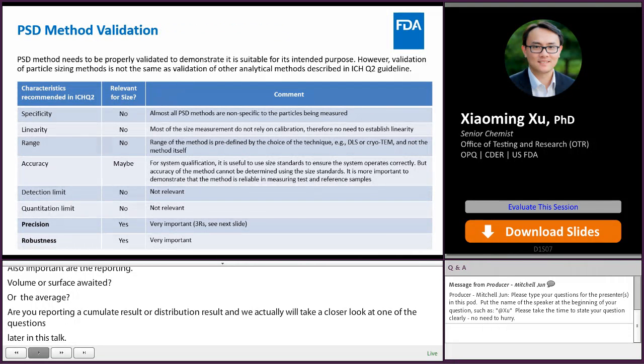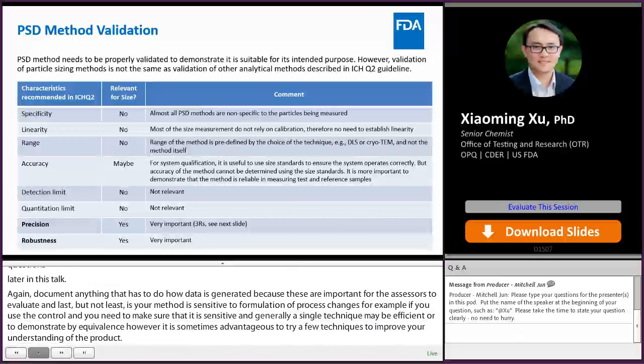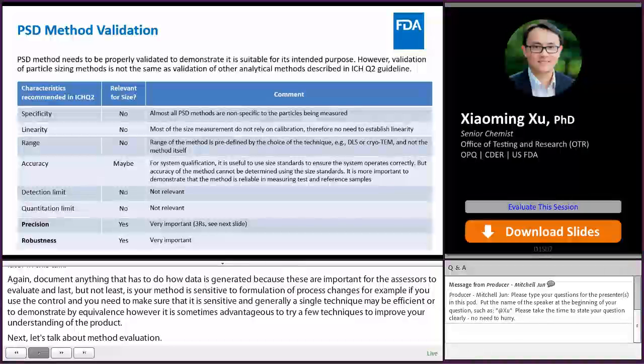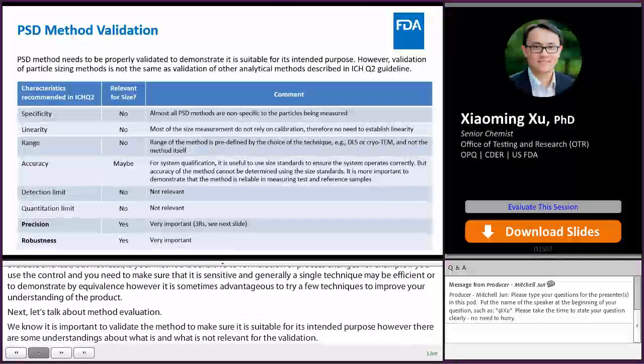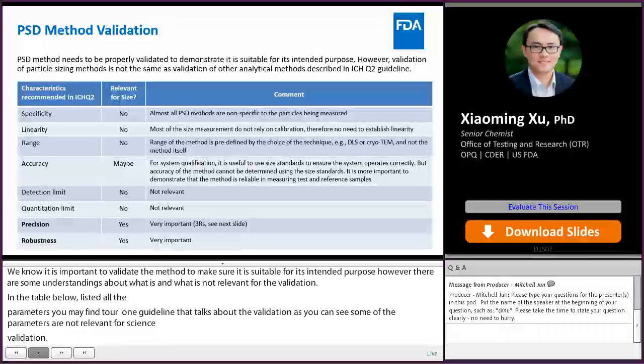Next, let's talk about method validation. We know it is important to validate the method to make sure it is suitable for its intended purpose. However, there are some misunderstandings about what is and what is not relevant for particle size validation. In this table below, I listed all the parameters you may find in the ICH Q2(R1) guideline, which talks about, in general, analytical method validation. As you can see, some of the parameters are not relevant for size validation. For example, specificity, linearity, range, detection limit, and quantitation limit. Indeed, the most important parameters to validate are the precision and robustness, which I will explain more in the coming slide.